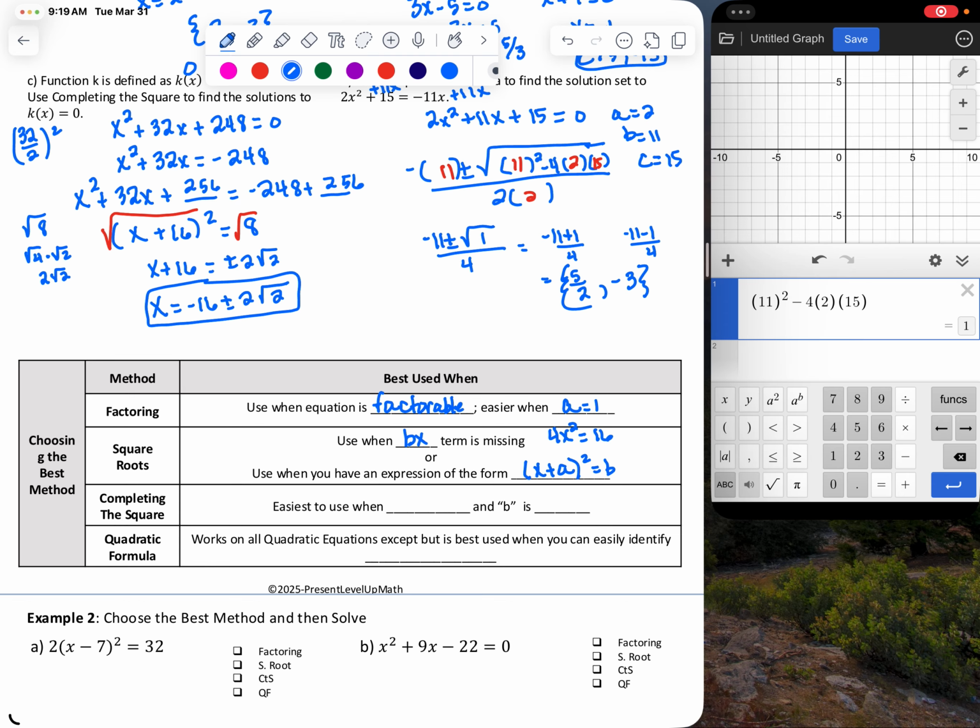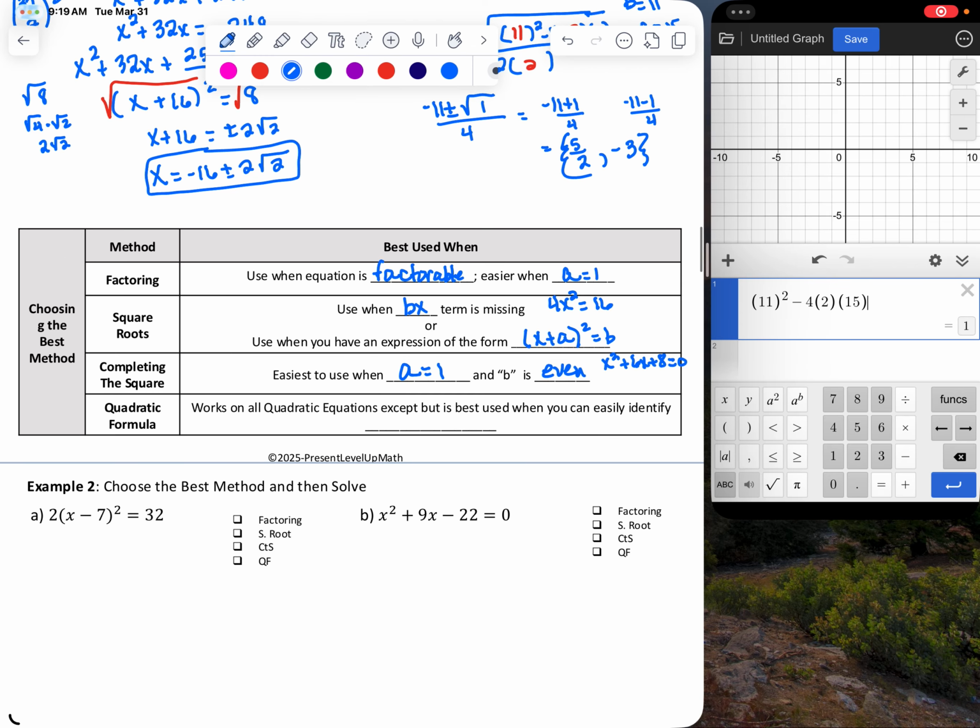For completing the square, it's much easier to solve when a equals 1 and the b term is even. So, for example, if I had x squared, a term is 1, plus 6x, the b term is even, plus 8 equals 0, that would be a really easy equation to solve by completing the square. The a is 1, the b is even.